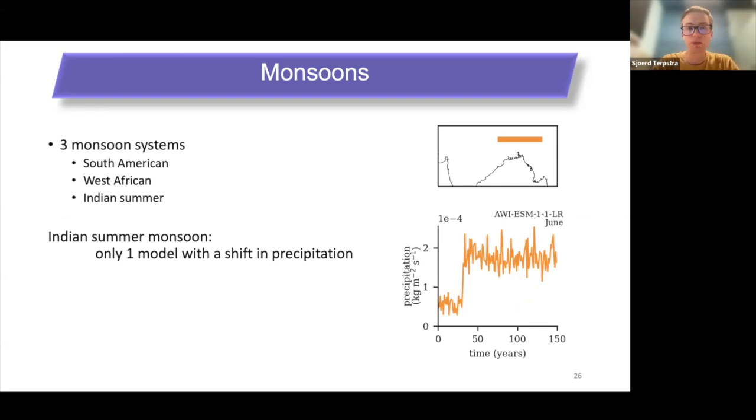We found one example of a model in the Indian summer monsoon. That's the IB ESM model, where we do see sort of a shift in precipitation, a more than doubling in the northeastern region. Not 100% sure what's actually the cause of this, but this is also the only model that shows some type of abrupt shifts in these precipitation and latent heat flux variables.